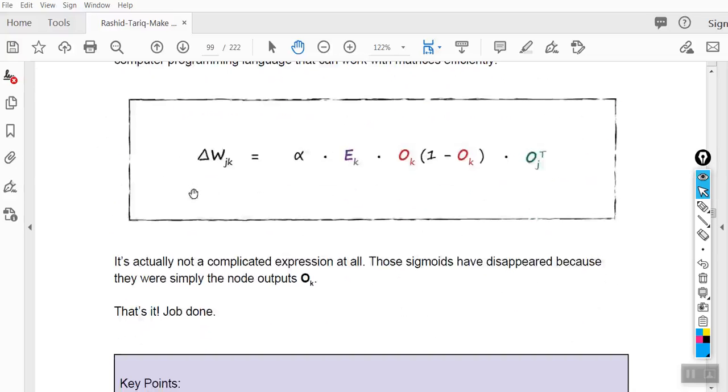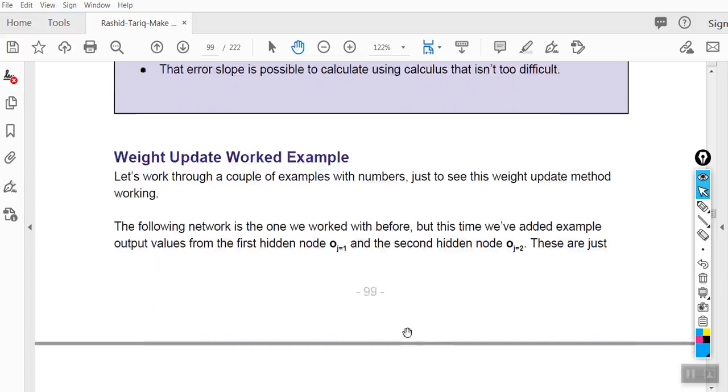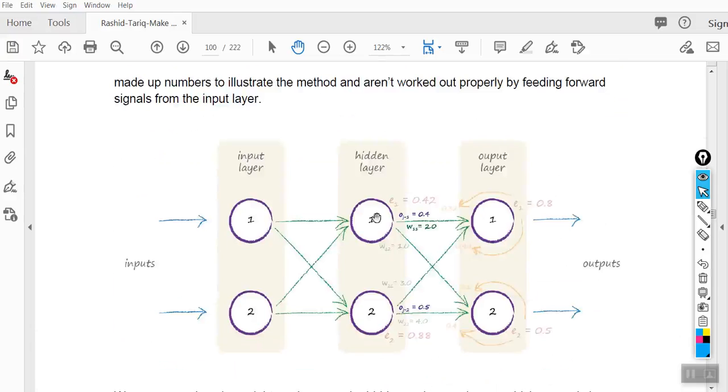Okay, and then in the form of a closed matrix equation, again we can rewrite it in this form. EK, where K is related to the next layer, and J is related to the previous layer, and alpha is the learning rate. Okay, and now we have one example to understand this concept better.